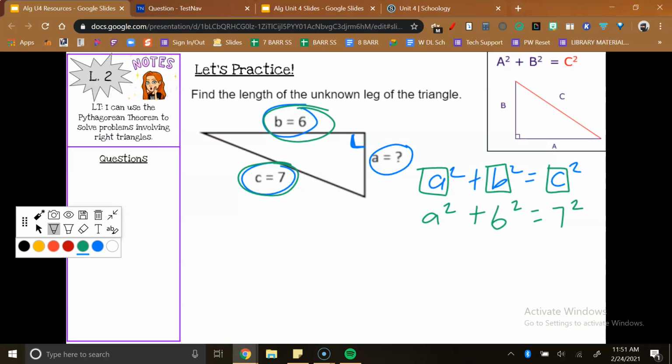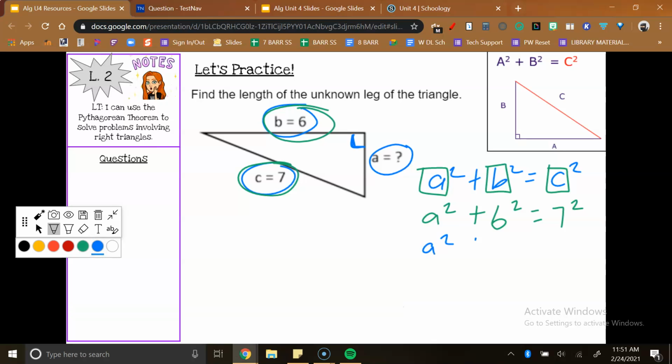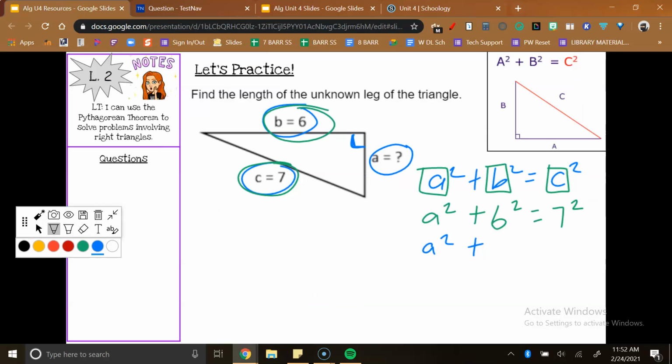Then the next step is to evaluate the numbers that we know. So we want to do A squared. A squared, we don't know that, so we keep it A squared, plus 6 squared. 6 squared, if we need, we can use our calculator. 6, square it, and we get 36. 6 squared is 36 equals 7 squared. Well, 7 squared is 49.